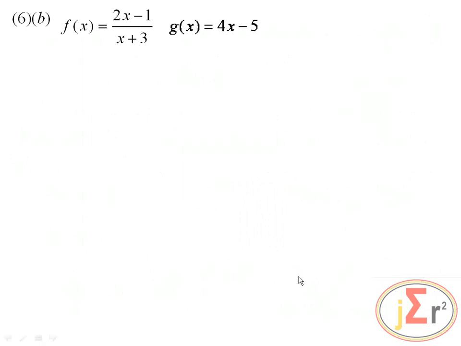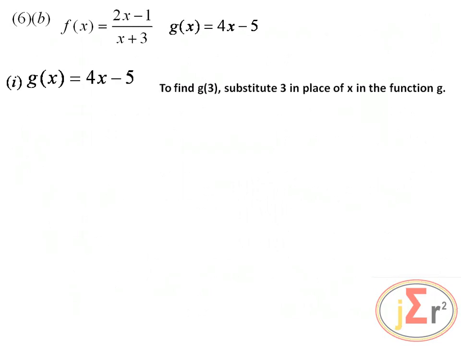Now for functions. We have g of x is 4x minus 5. To find g of 3, substitute 3 in place of x in the function g. We need to determine g of 3. Where we see x, we put 3. g of 3 is 4 times 3 minus 5. And 4 times 3 is 12. Minus 5 is 7. That's all there is to it.